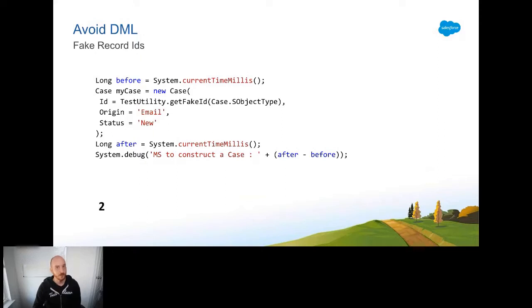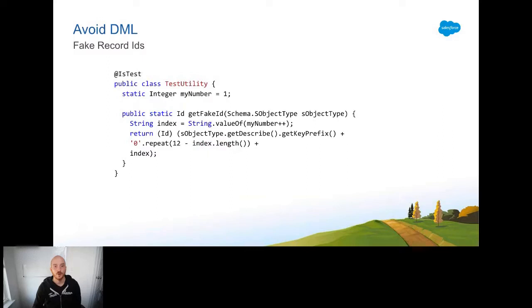2 milliseconds, pretty fast. So here is the test utility itself. What we're doing is we have a static number that just increments every time you call this method. And we get the key prefix. For example, case is 005. So it'd be 005, a whole bunch of zeros, and then 1. And then the next time I call, it'd be 005, a whole bunch of zeros, and then 2. This will produce a syntactically correct fake record ID for you to use within the scope of your test.